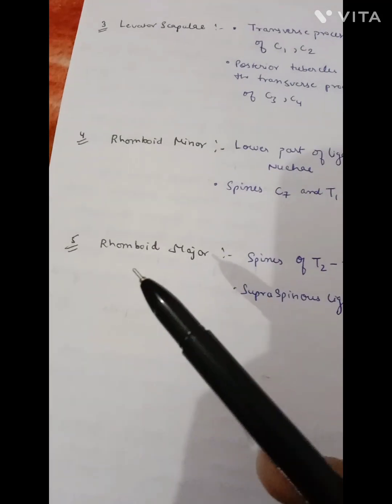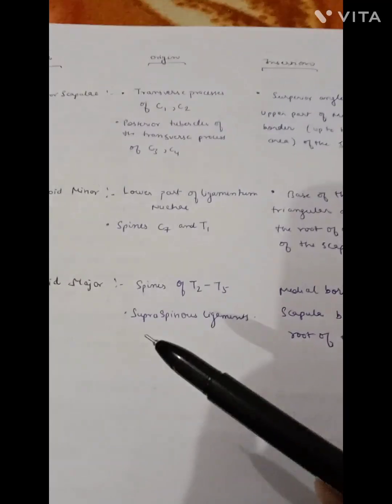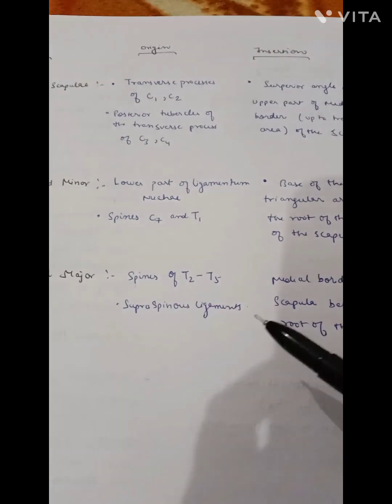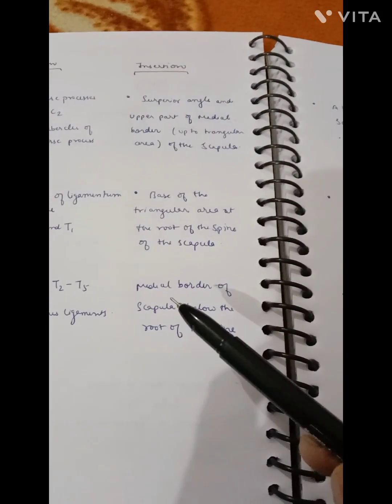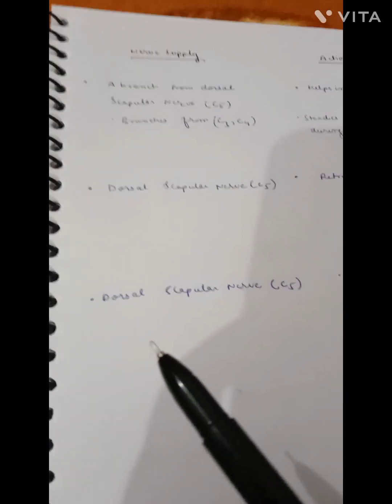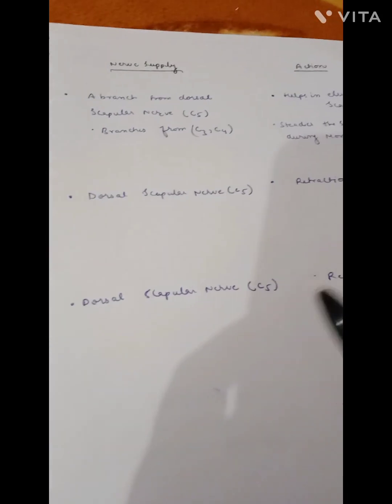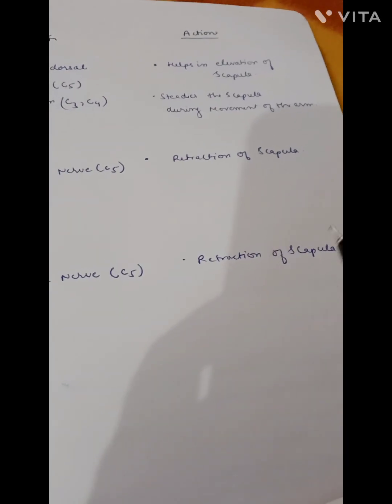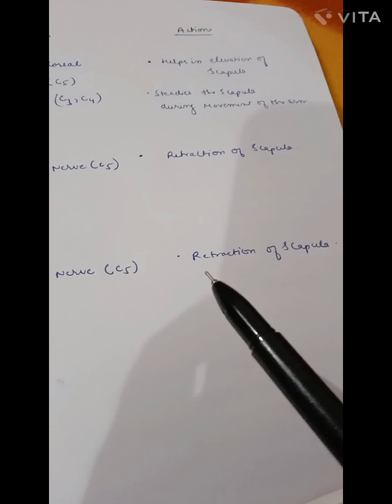So fifth muscle is rhomboid major. Origin: spines of T2 to T5, supraspinous ligament. Insertion: medial border of scapula below the root of the spine. Nerve supply: dorsal scapular nerve, which is also C5, same as rhomboid minor. Action is retraction of scapula.